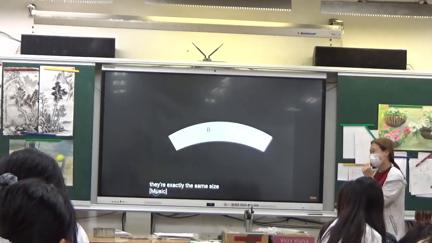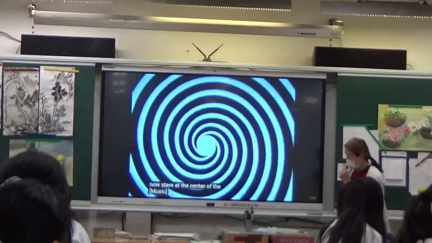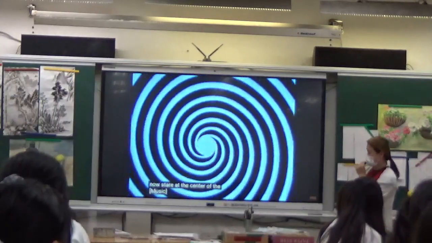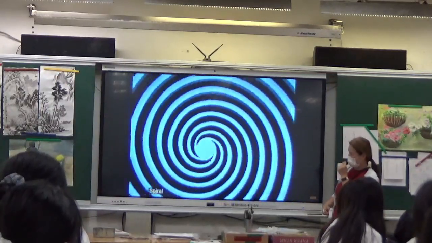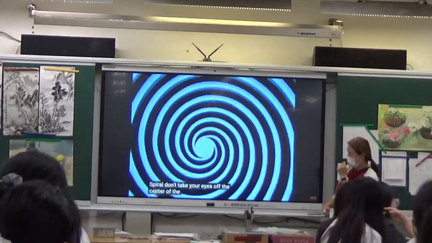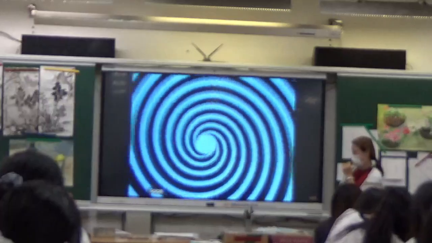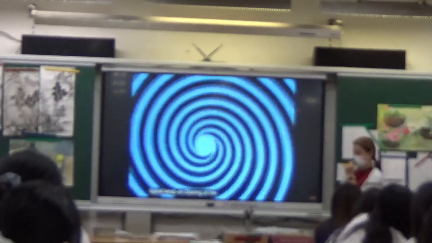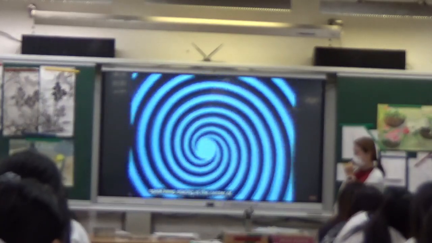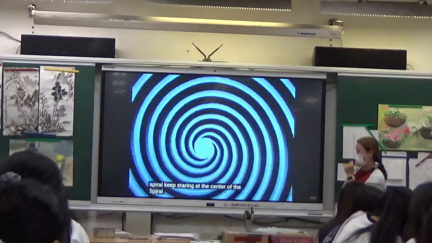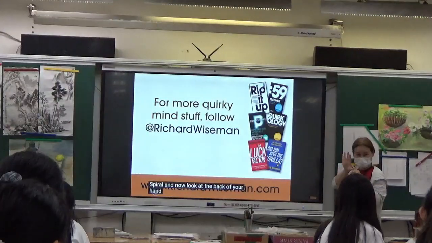Now stand at the center of the spiral. Don't take your eyes off the center of the spiral. Keep looking at the middle. Keep on staring at the spiral. Keep staring at the center of the spiral. And keep looking. And now look at the back of your hand. Look at your hand.